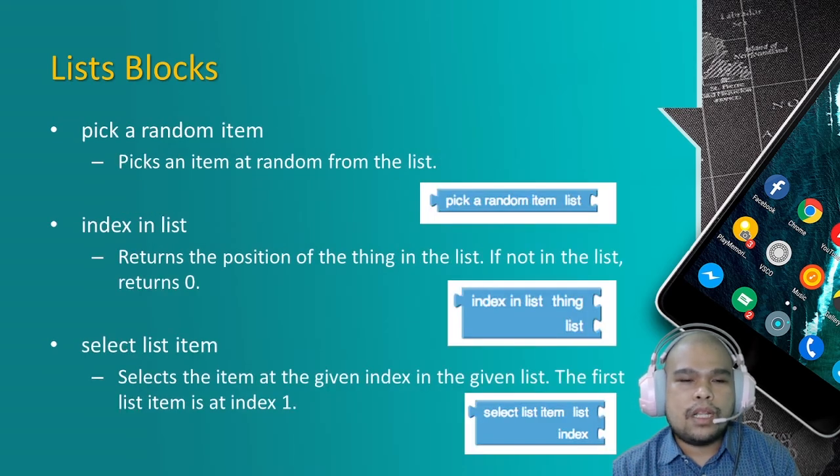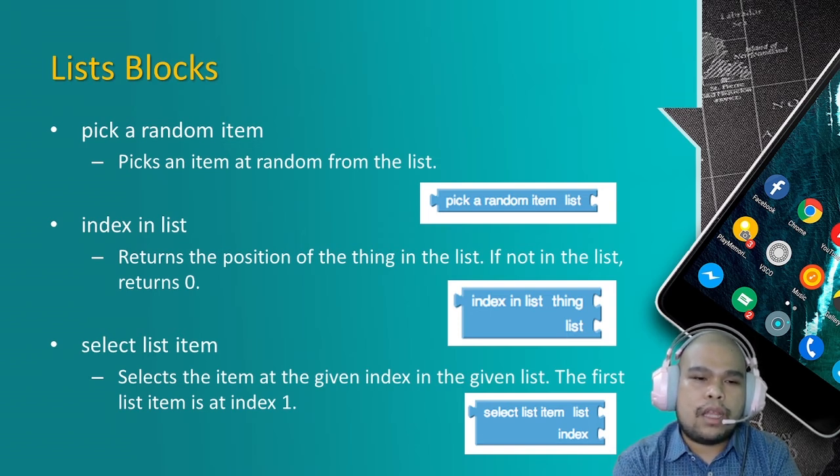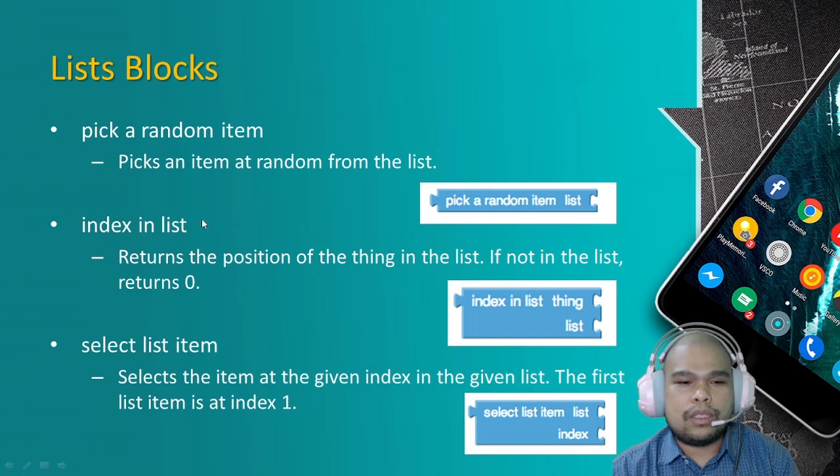So, it will be counting how many items, how many words, or how many numbers are there dun sa list nyo. Pick a random item. So, picks an item at random from the list. So, if you have 3 items dun sa list nyo, no, it will be selecting one item randomly within your list. Then, we have index in list. Returns the position of the thing in the list. If it's not in the list, then it returns 0. So, it will be counting down pang ilan yung index na to. Let's say you want to index itong certain word na to, kung pang ilan siya, then you'll be using this function. Select list item. So, select the item at given index in the given list. So, the first list item is at index number 1.